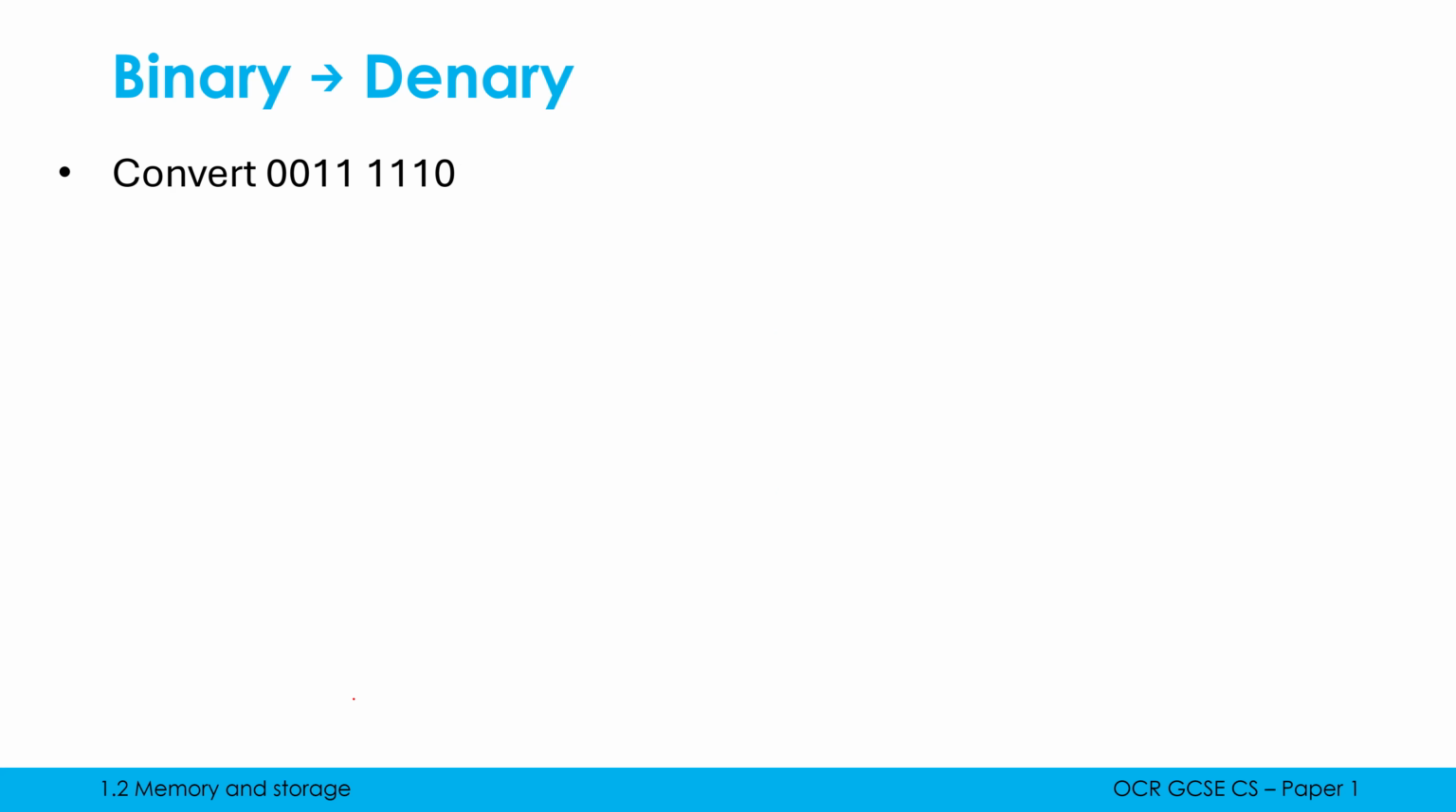To look at another example here, I've got 0011, then a space, then 1110. This is again another binary number. I want to see what this is equivalent to in denary. Well, first of all, a couple of things to point out. I've got a space here.